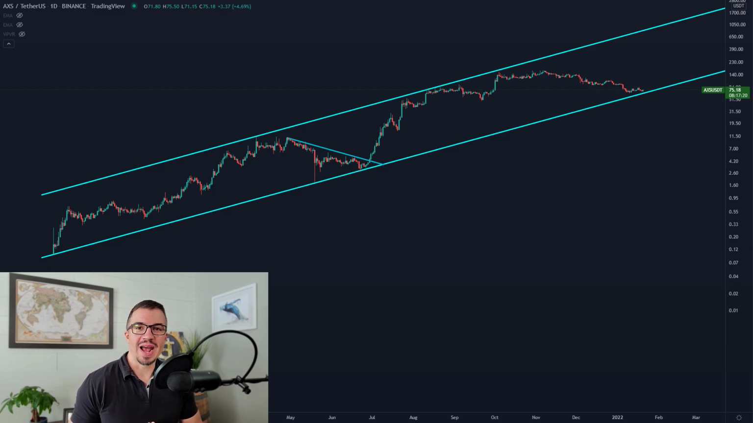Today, we're going to talk about Axie Infinity and whether or not the rally we saw start in 2020 is likely to continue or if it's over. I'm also going to show you guys something later in the video that has to do with the RSI, where it matches up exactly to a previous breakout point in the market. So you're not going to want to miss that.